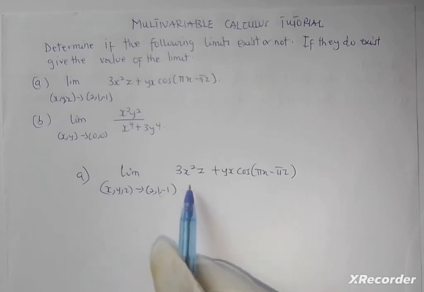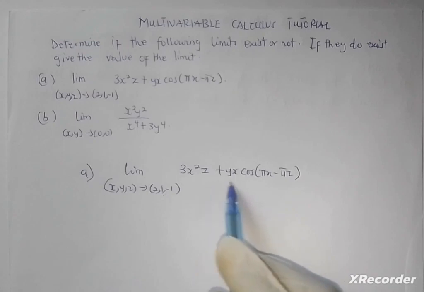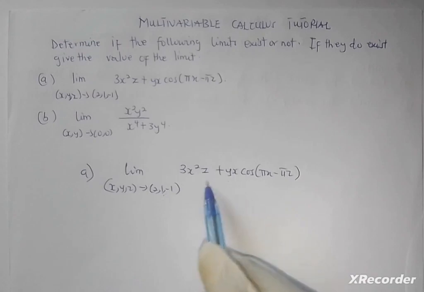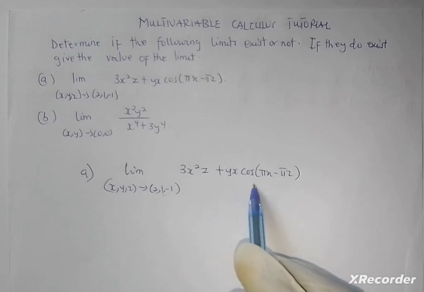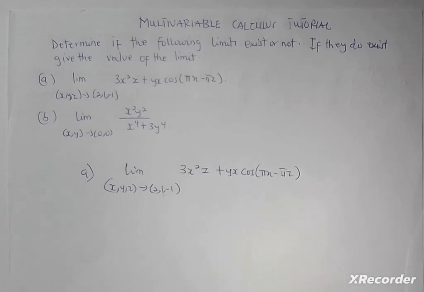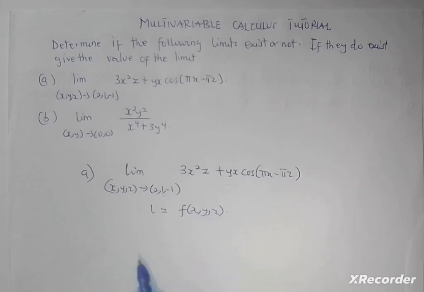But in this case, we don't have anything that's going to make this undefined. So we can see that this is a continuous function. We don't have anything that's going to make it undefined, so you say this is a continuous function. And for every continuous function, the limit point is equal to the functional value. The limit point of every continuous function is the same as its functional value.